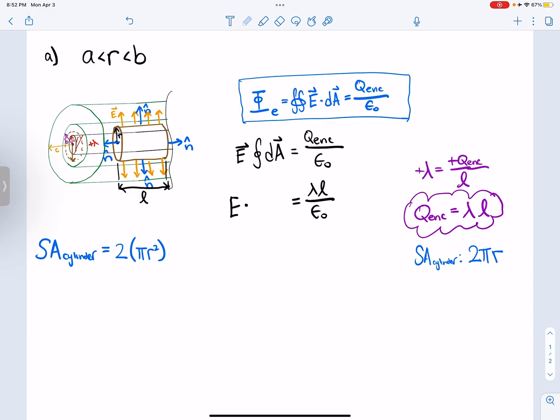And then plus the surface area for the side of the cylinder, which is going to be 2 pi r times the length of the cylinder. So I want to state that the 2 pi r squared is the surface area for the 2 circular flat faces.